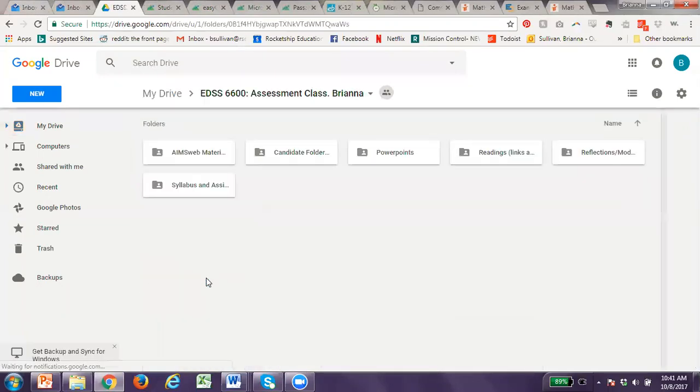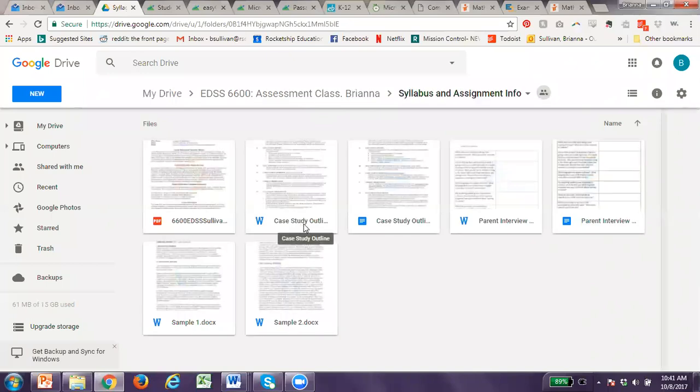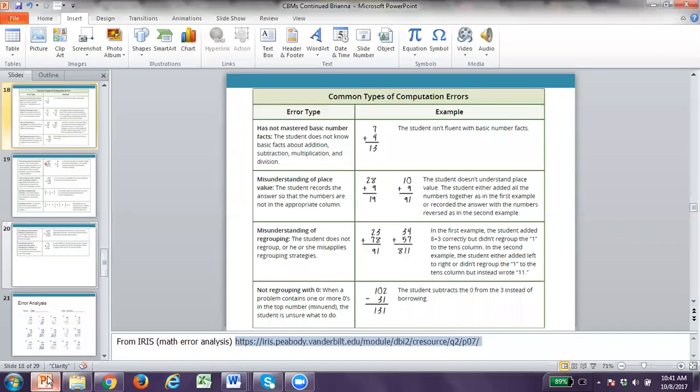in our class folder, which I have added some additional details to the name to make it stand out that this is for my class, if we go into syllabus and assignments, we have the case study outline and the parent interview template here. If that is helpful, that is where you can find those things.